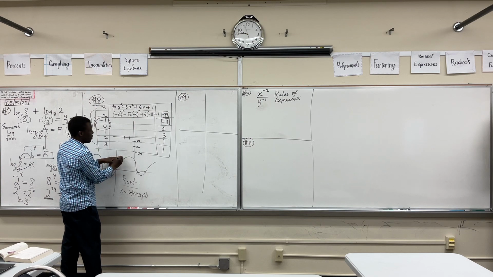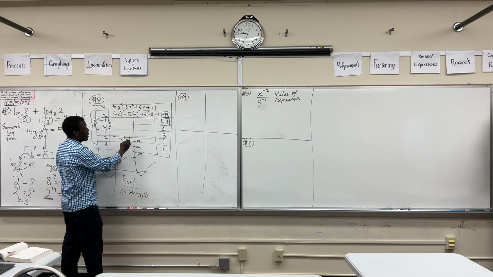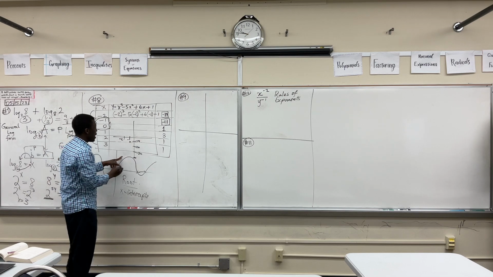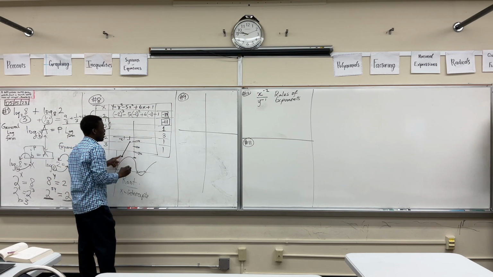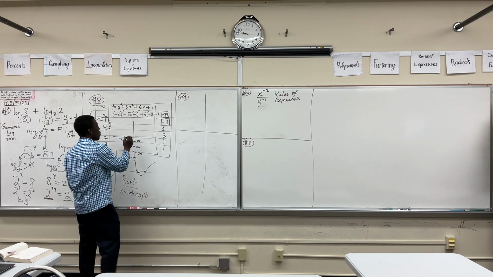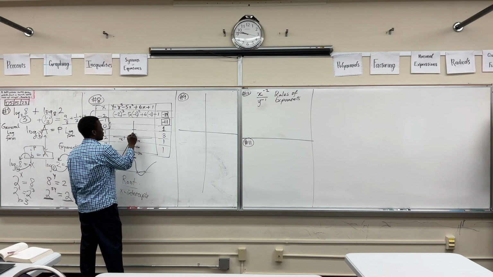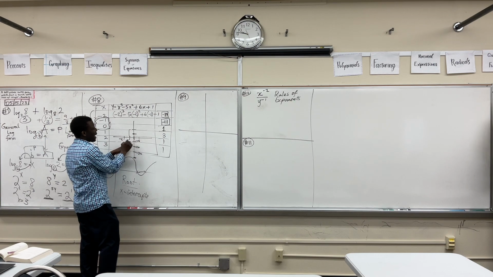So negative 2 is negative 39, so somewhere down here. And then negative 1 is negative 11, so let's say somewhere here. And then basically we go up, and when x is 0, y is 1, right? So something happens between negative 1 and 0 where it crosses the x-axis.